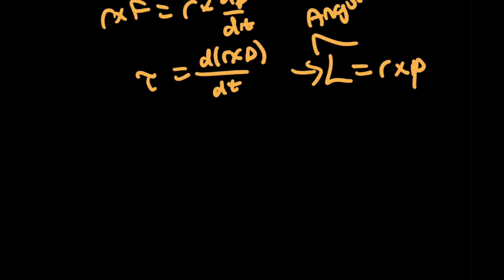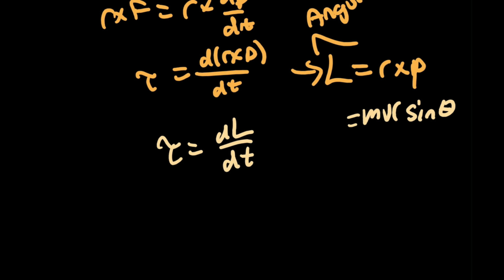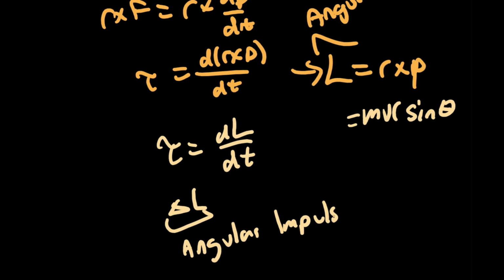What does this often end up being? Well, it often ends up being L is equal to mvr sin θ, especially for a point mass. That's how we use that one. But we can also use that torque is equal to dL/dt, right, where L is again our angular momentum. Or we can use that change in L, which is also known as angular impulse, is equal to this integral of torque with respect to time.